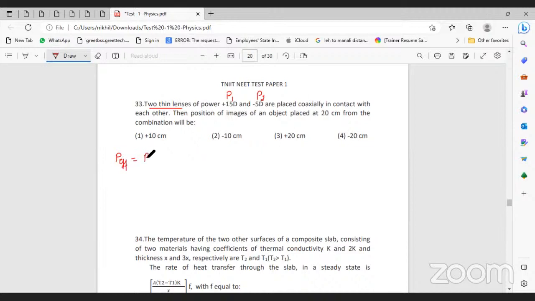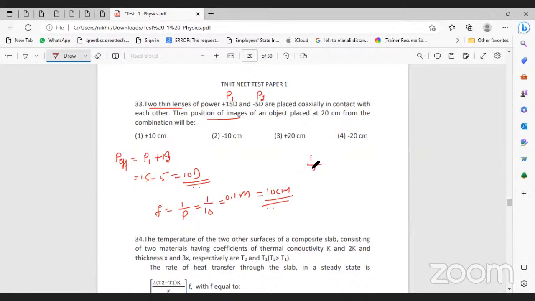Effective power is given by P1 plus P2. That is 15 minus 5. That is 10 diopter. So what is the effective power? 10 diopter. How to find the focal length? 1 by power. That is 1 by 10. That is 0.1 meter. 0.1 meter is nothing but how much? 10 centimeter. But they're not asking you to find the focal length. They're asking you to find the position of the image.